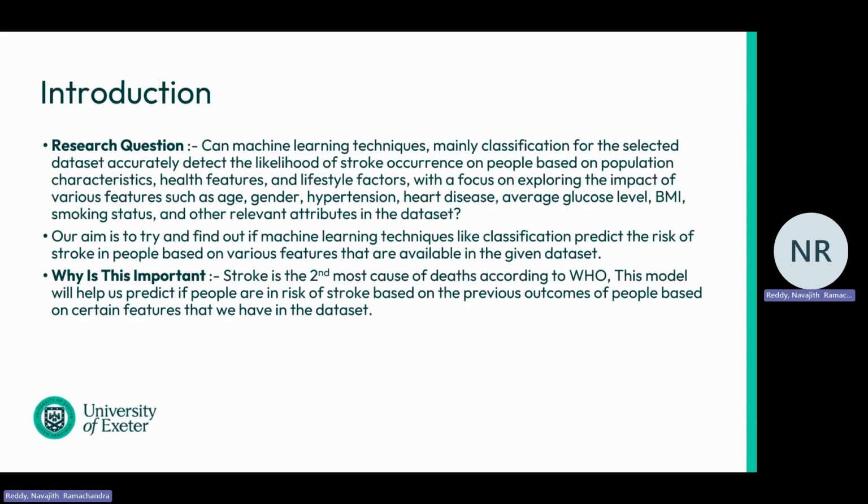So coming to the research question. The research question is: can machine learning techniques, mainly classification for the selected data set, accurately detect the chance of stroke occurrence in people based on the population characteristics, health features, and lifestyle factors? Our aim here is to try and find out if machine learning techniques like classification can predict the risk of stroke in people based on various features that are available in the given data set.